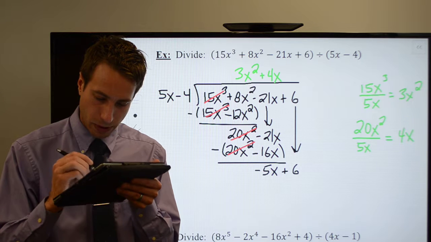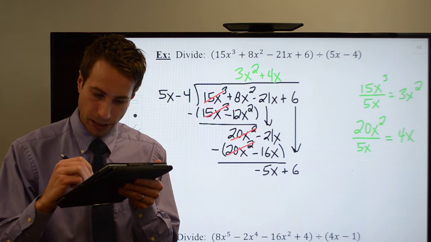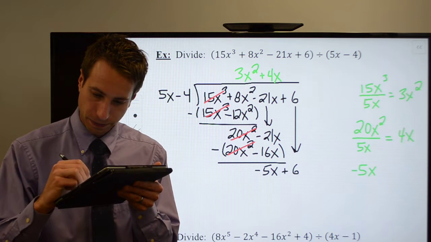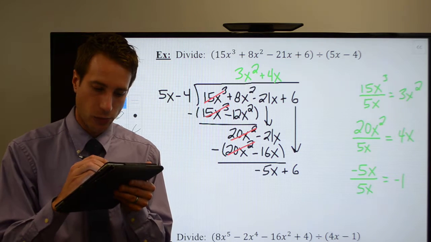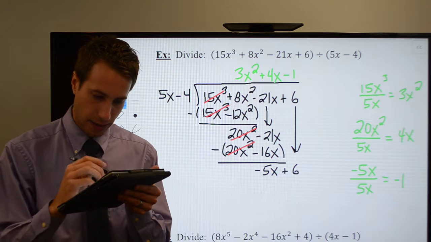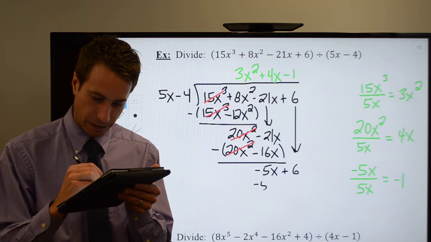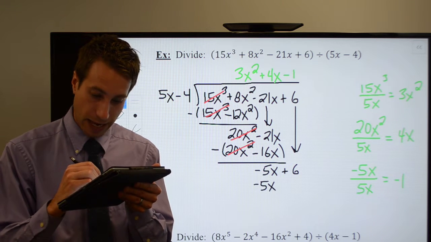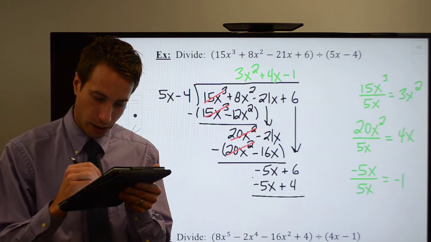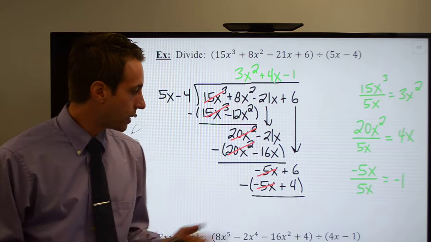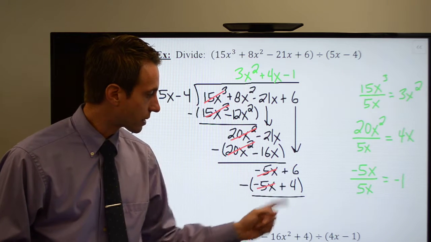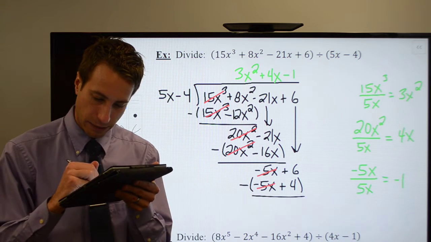Awesome, we're almost there. Just about done. This will be our last time through. Oh, and look at that. Everything cancels except for a minus 1. Very nice, very nice. That gives me a negative 5x. That gives me a positive 4. Distribute the minus sign, which means I wind up with a negative 4, and so 6 minus 4 is going to be a positive 2.